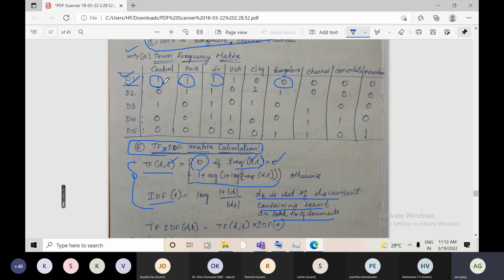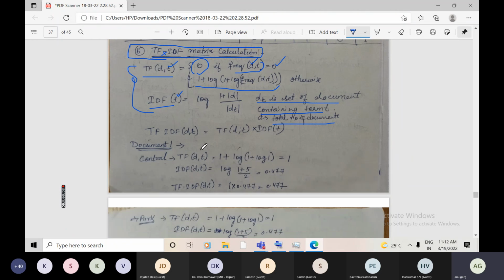If I want to calculate the IDF value for the term central, t is a particular term. So it will be log of 1 plus mod D. How many documents do we have? 1, 2, 3, 4, 5. Divided by mod dt, the set of documents. Which documents contain central? D1 and D3, so the dt value will be 2. And then finally you multiply TF and IDF.